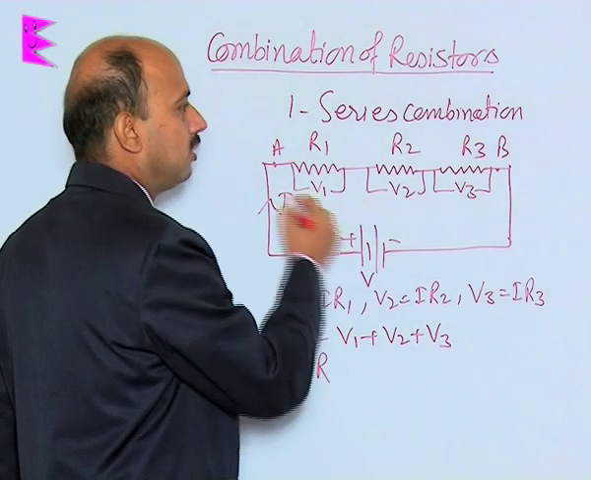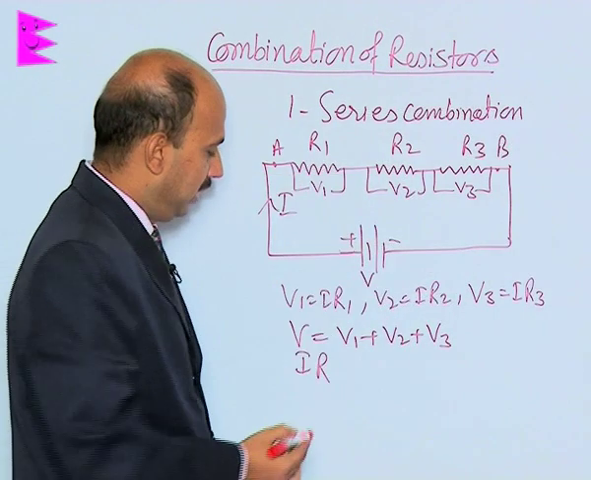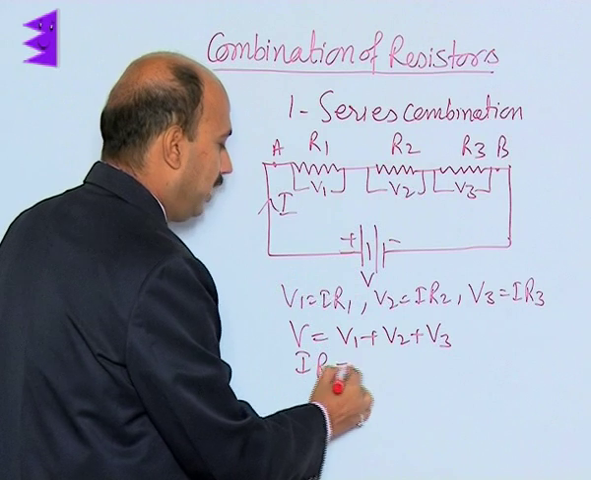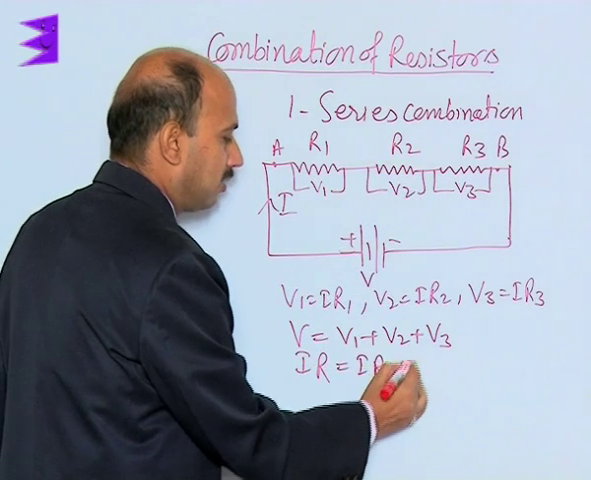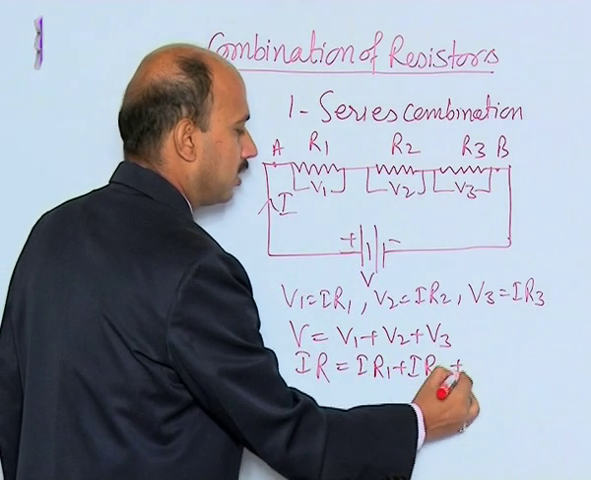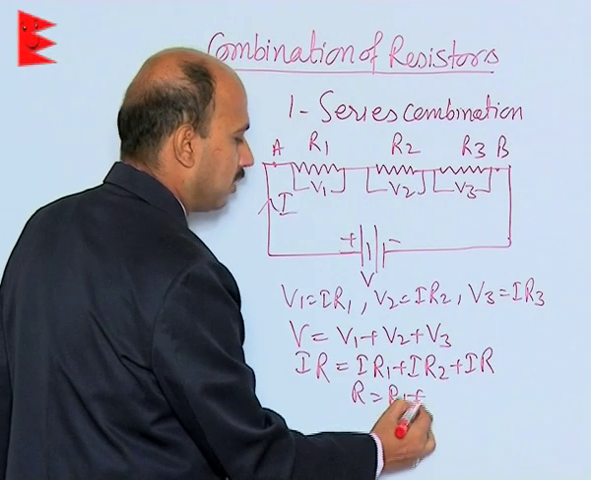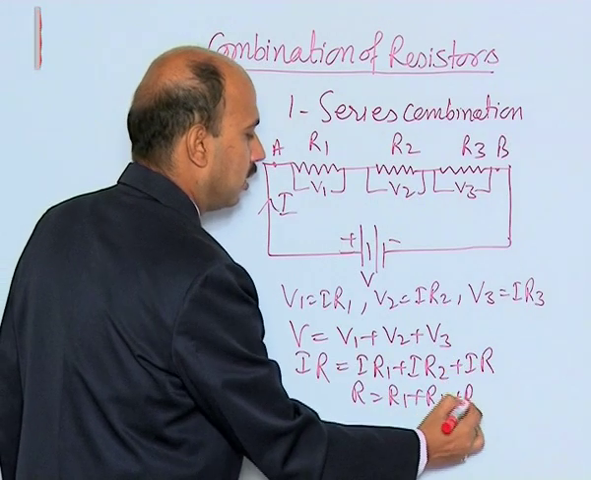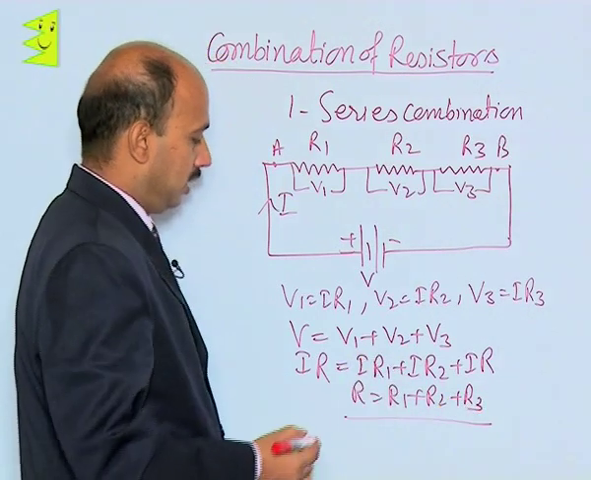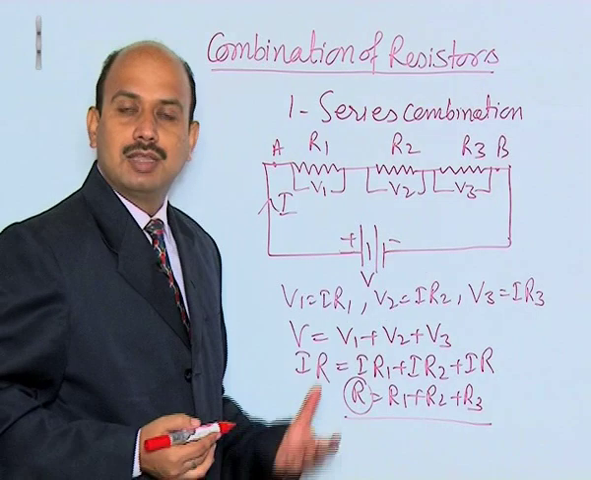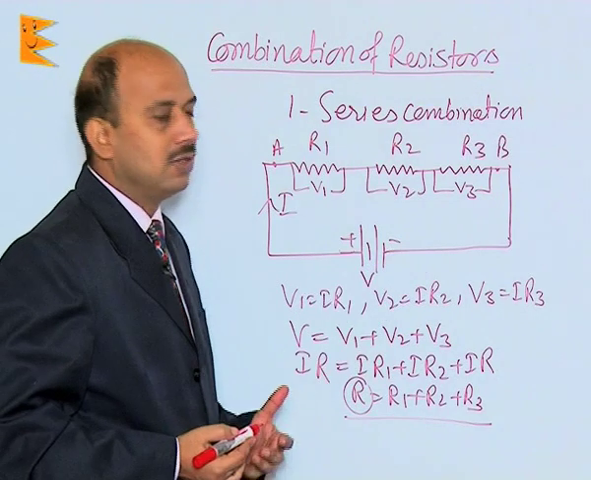So, the total resistance of this combination between A and B is R and I, and total potential difference is V. So, we can write here IR1 plus IR2 plus IR3. So, that can be written R is equal to R1 plus R2 plus R3. So, this is here the total resistance R here, that is sum of the individual resistances. So, this is about series combination.